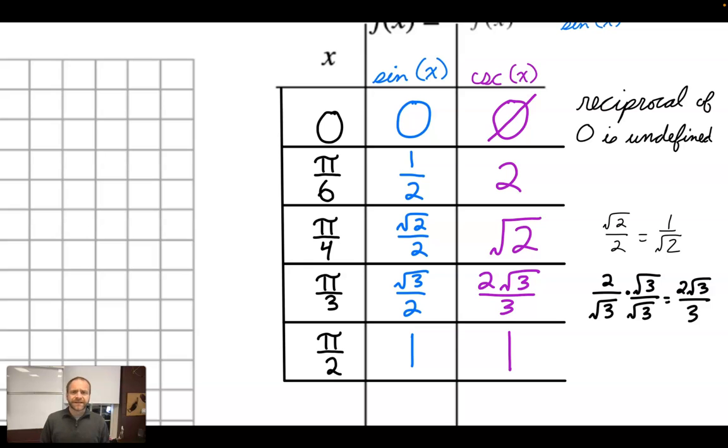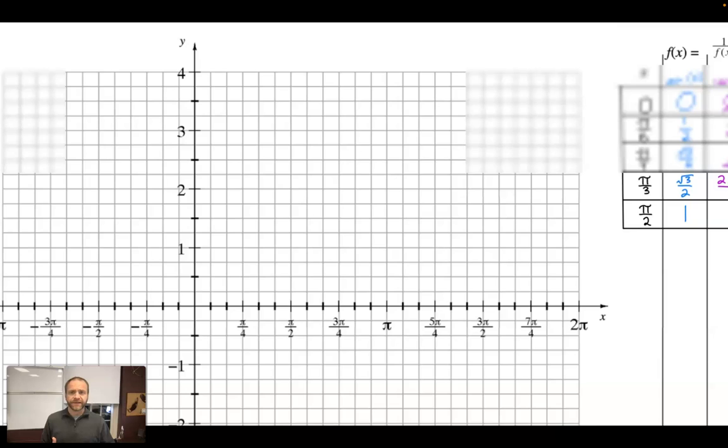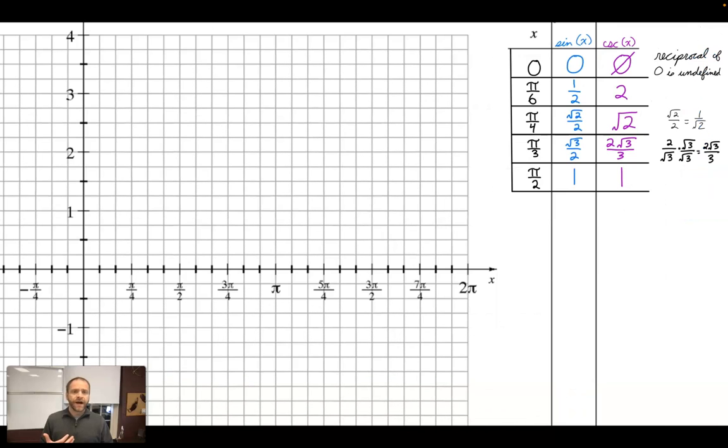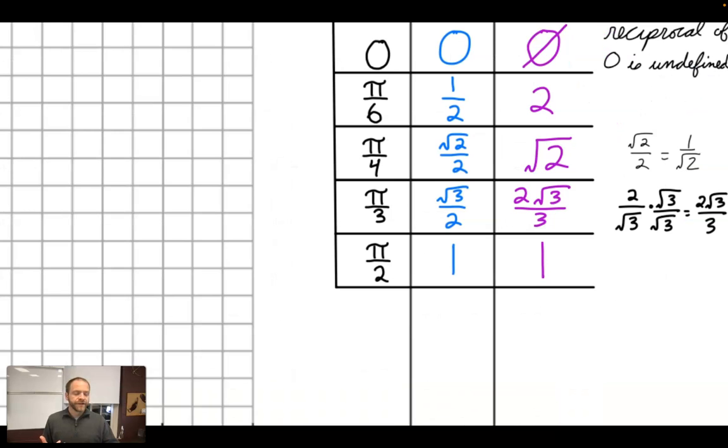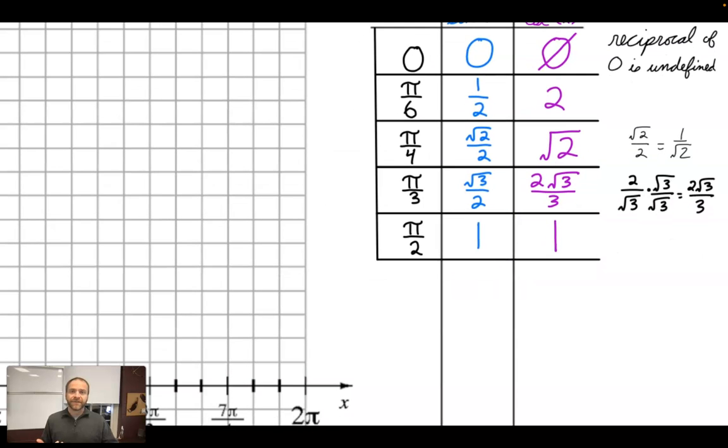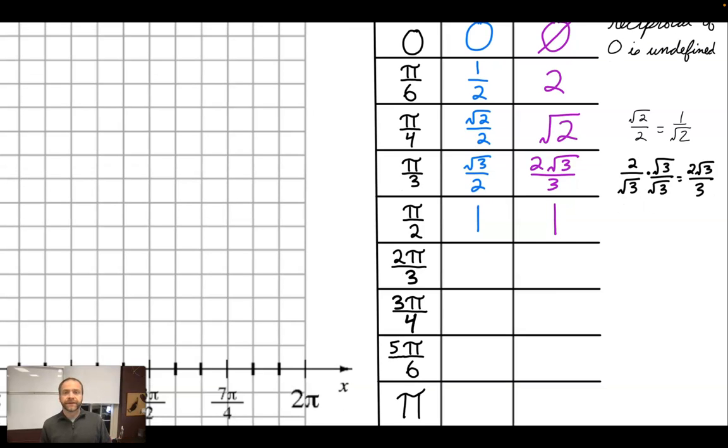So we went through and did this. Now I'm going to fill in the rest of the table. And that way we can create this graph over here. So I'm going to go into the second quadrant. And so when I'm in the second quadrant, I'm thinking we're going to have 2 pi thirds, we're going to have 3 pi fourths, 5 pi sixths, and then the negative x axis would be a pi. So I'm going to fill those in.